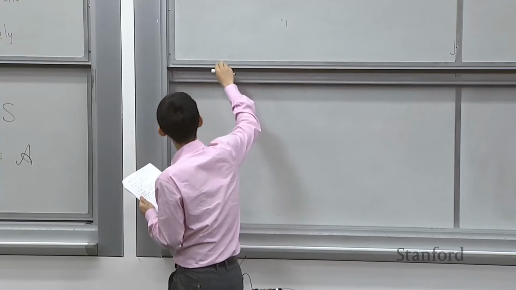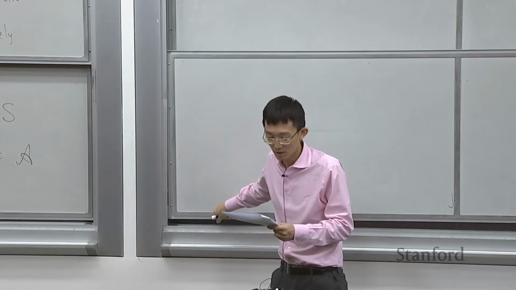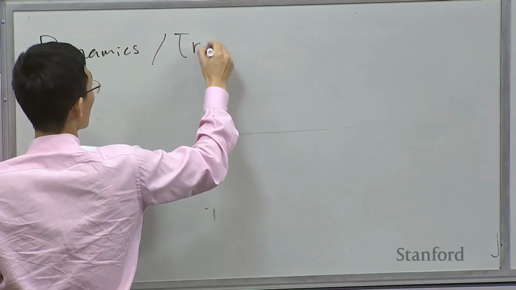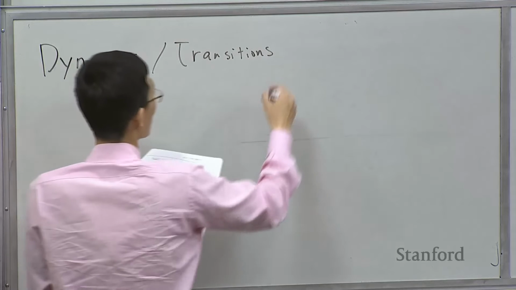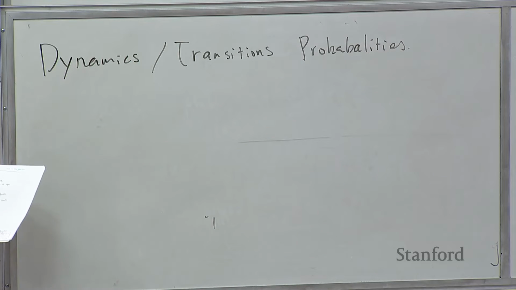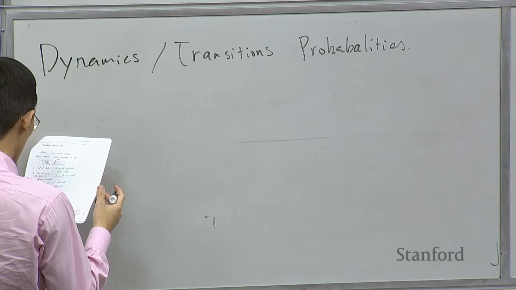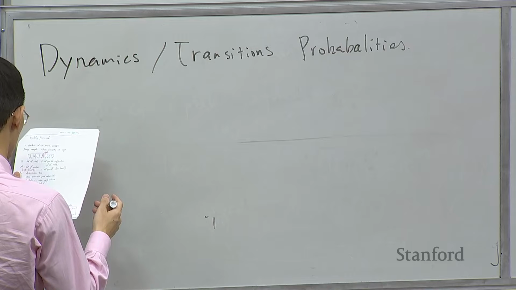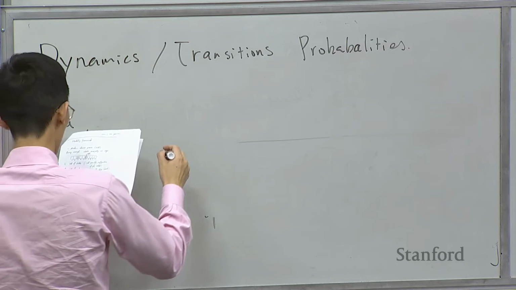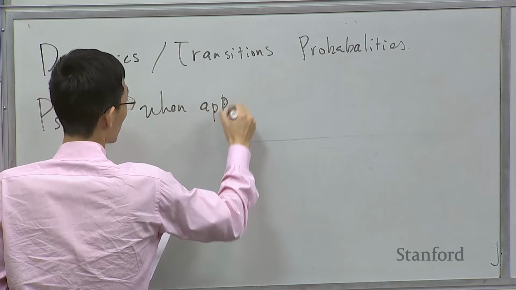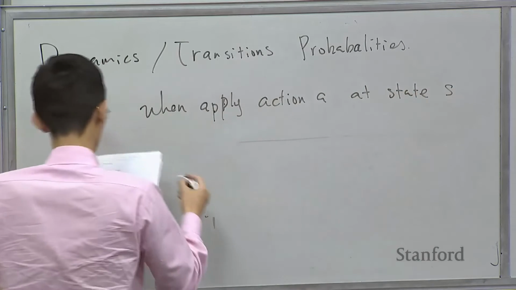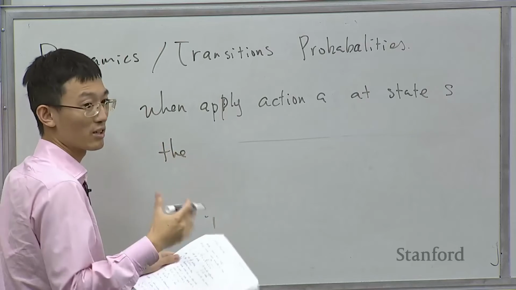Then I need something called dynamics or transitions to describe how the actions influence the state. This is called dynamics, and sometimes it's also called transition, or transition probabilities, or state transition probabilities. Let's define a notation. This is P_{sa}. You're asking a question: when applying action A at state S, what is the probability distribution of where I should arrive at next time?